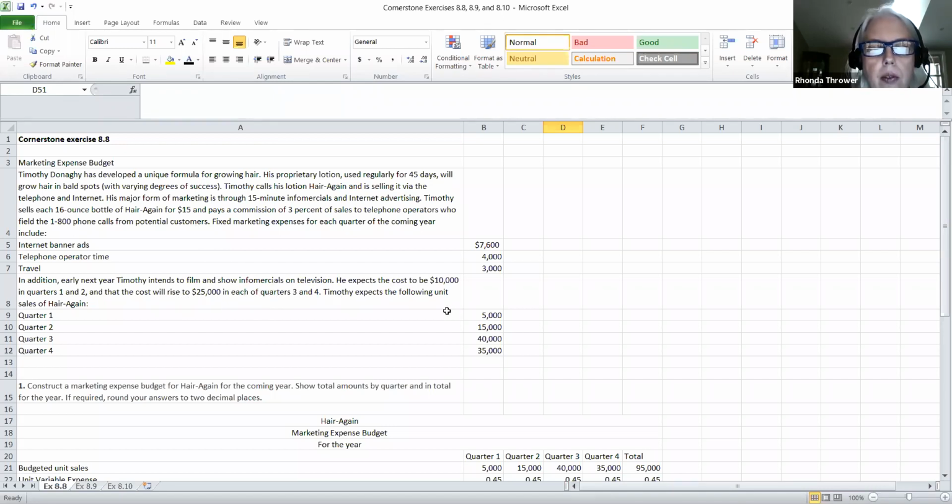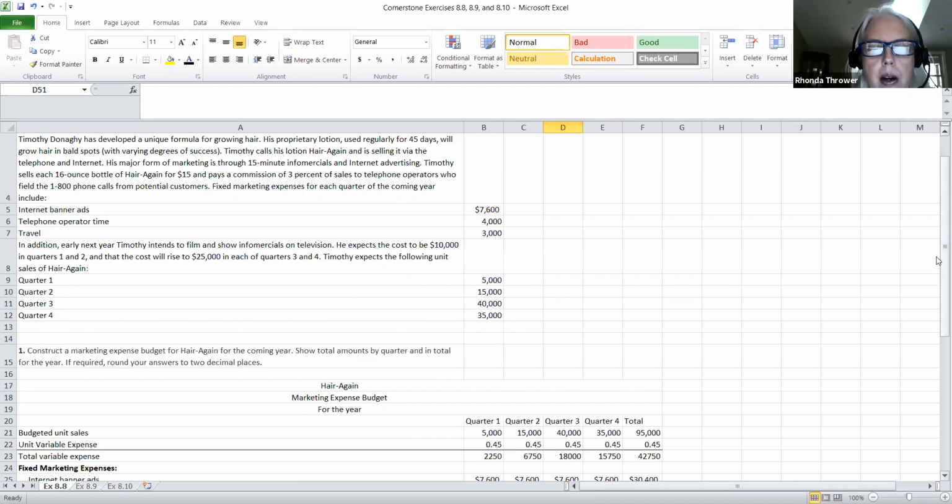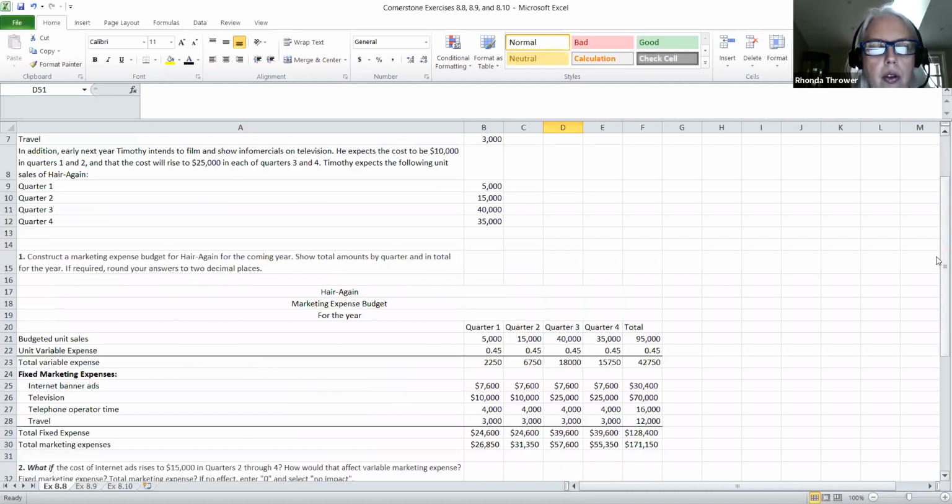Timothy expects the following unit sales of Hair Again. In quarter 1, 5,000 units are going to be sold. That's what they're expecting. Quarter 2, 15,000. Quarter 3, 40,000. And quarter 4, 35,000. And what they want you to do is to prepare a marketing expense budget for the year.